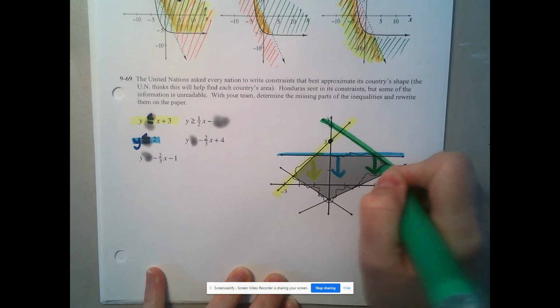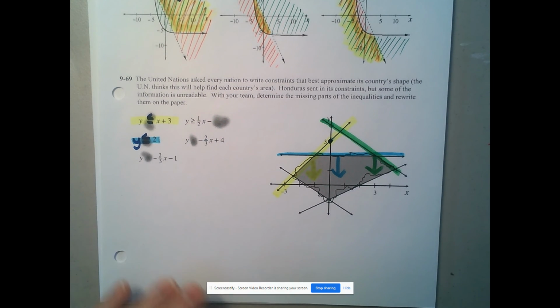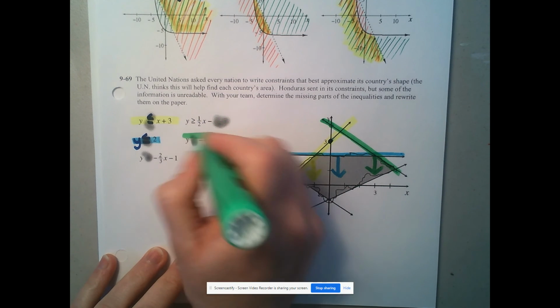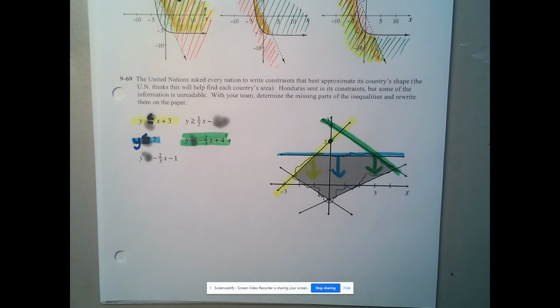Next, we could go with the line that has a positive 4 as the intercept. This one is also below. And so the one with a plus 4 would be this one. It also has a negative slope, so that would imply that we've chosen the correct one. And that would be a less than or equal to, because it is below and it is solid.